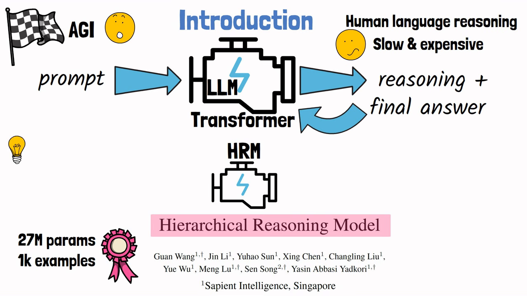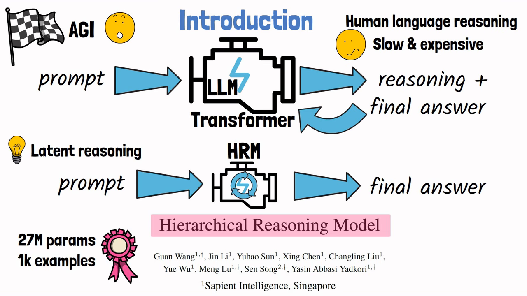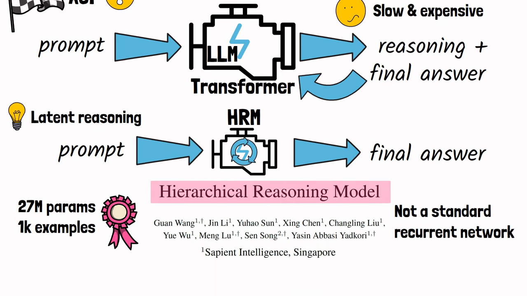Instead, hierarchical reasoning models take a different approach, which is latent reasoning. Given a prompt, the model performs its entire reasoning process internally in a single forward pass and outputs only the final answer without the reasoning traces. While this concept might sound familiar from recurrent neural networks, we'll soon see it's far from a standard RNN.